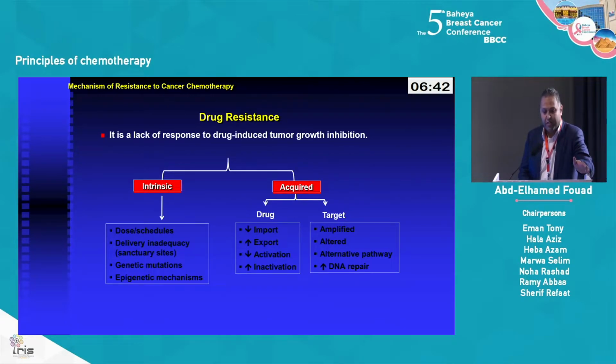And also the resistance to chemotherapy may be due to acquired resistance to the drug, like decreased import of chemotherapy inside the cells, increased export by the malignant cells, decreased activation of the drug inside the cells, or increased inactivation. And also it may be due to acquired changes in the target cells, like amplification of some mutations, altered mutation, or increased DNA repair.